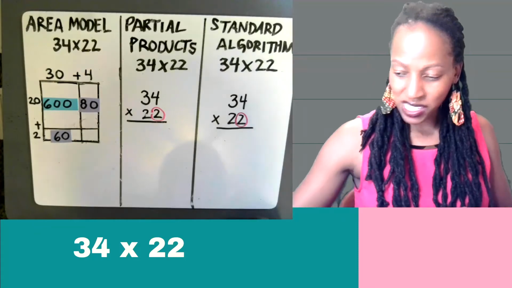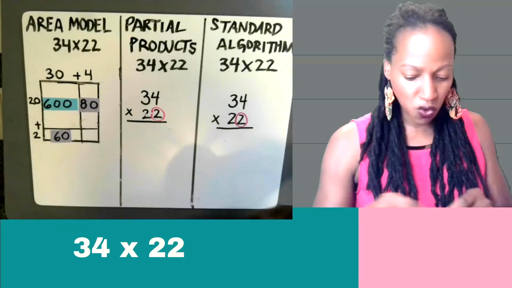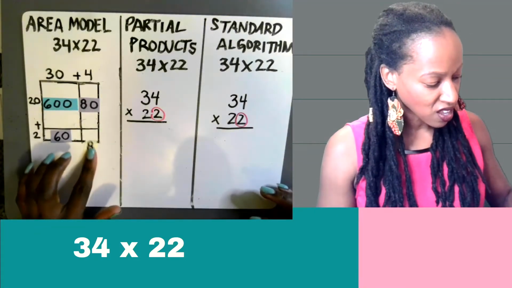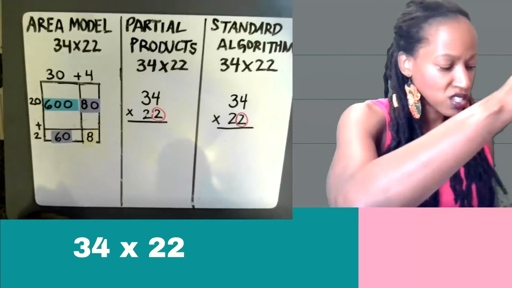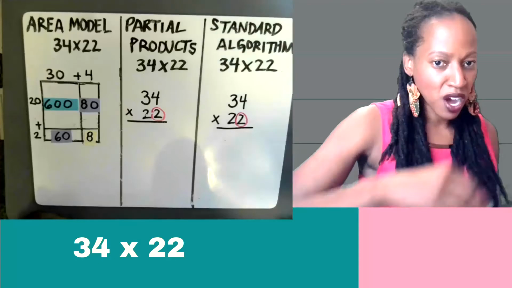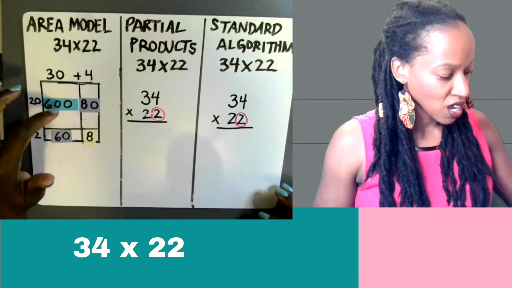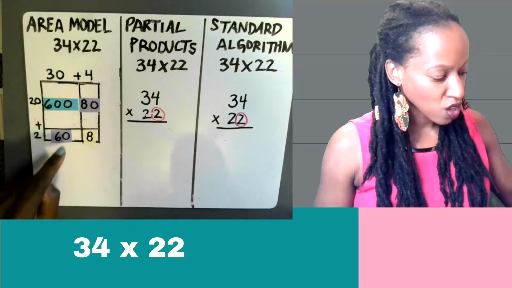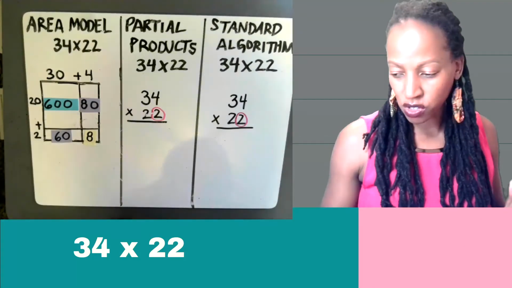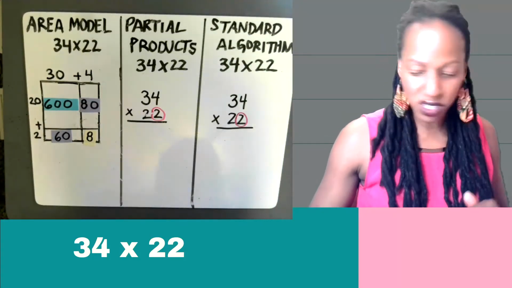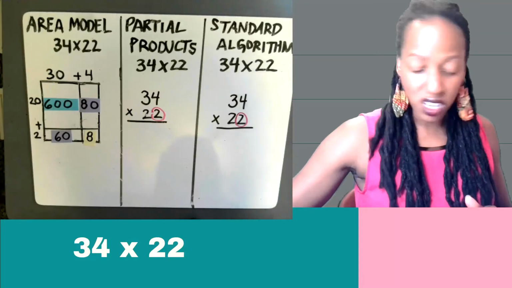So lastly, I'm going to multiply 2 ones times 4 ones, and most of you quickly figured it out. That's going to give me 8 ones. So if you look at my model here, you can see that all of my partial products that were related to the hundreds place are in blue. All the partial products that were related to the tens place are in purple, and then all the partial products related to the ones place are in yellow.